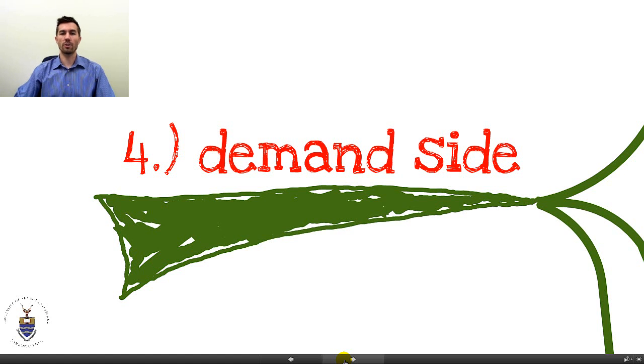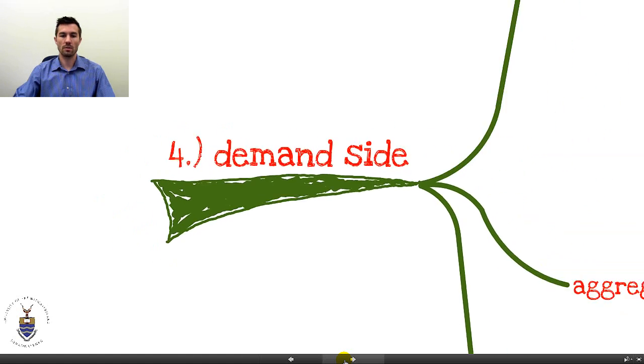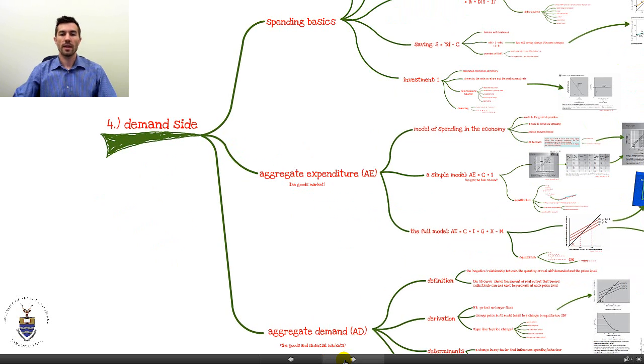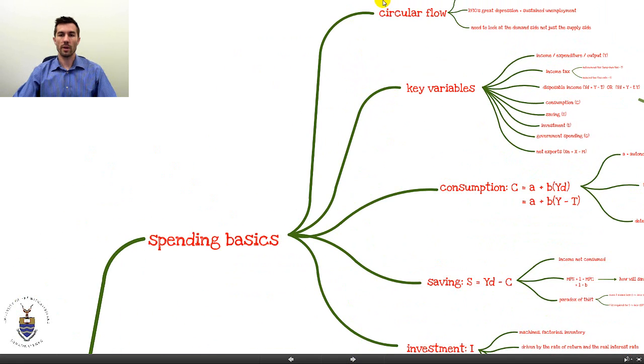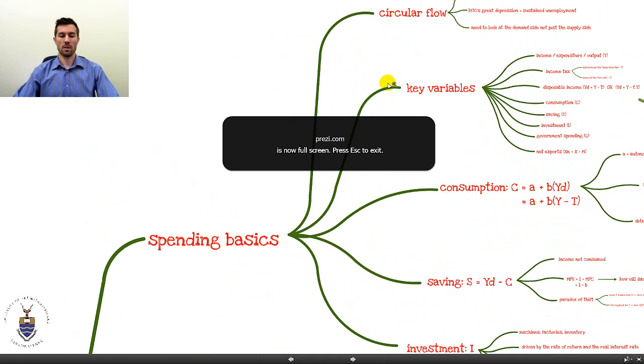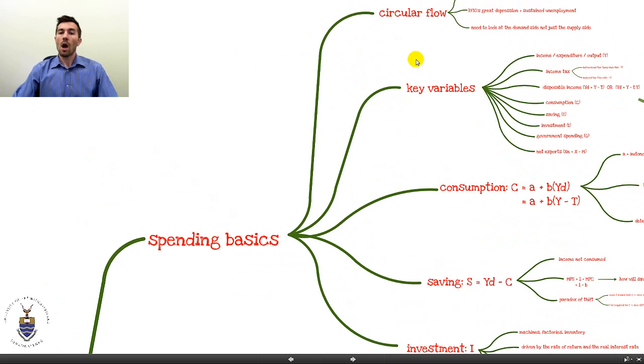So without further ado, let's look at our first model, which, if we're starting with the demand side, is going to be aggregate expenditure. Having looked at our aggregate expenditure model, we're then going to derive our aggregate demand curve. So first of all, aggregate expenditure: we're dealing with spending, so let's go over some spending basics quickly. We will first relook at the circular flow, mention the variables that we will be discussing, then talk in depth about consumption, saving, and investment.